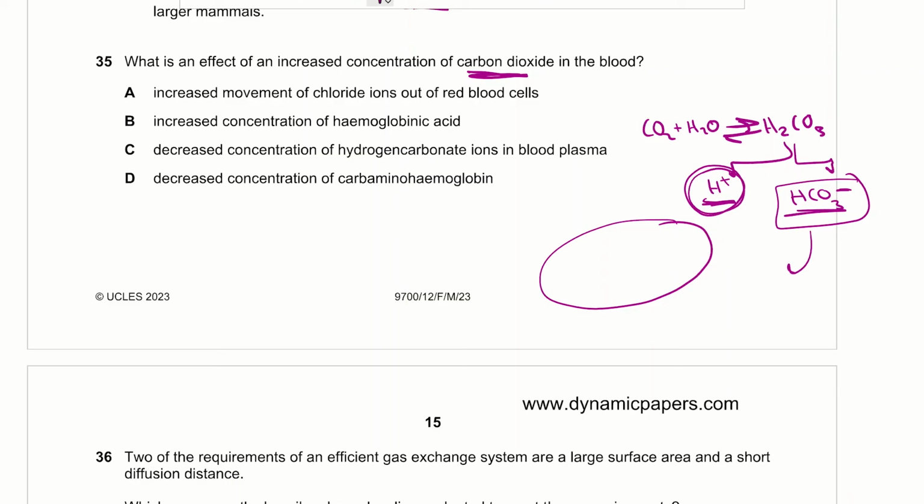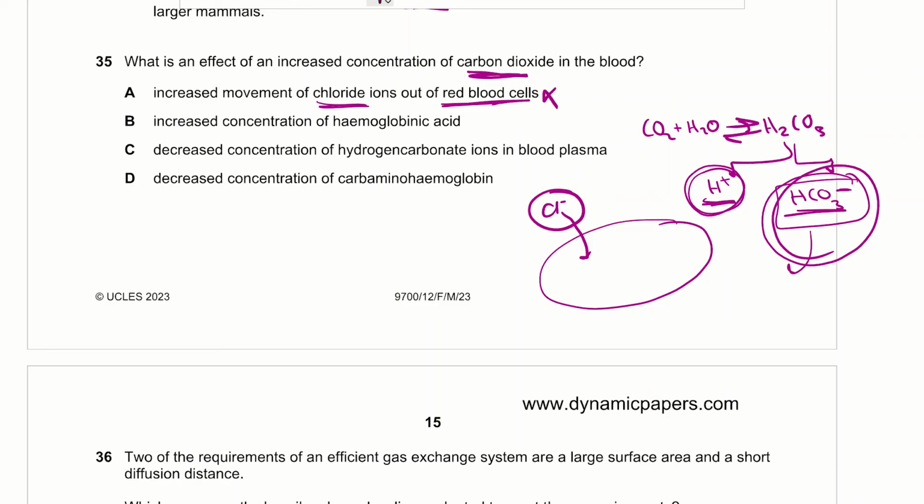A. Increased movement of chloride ions out of the red blood cells. Okay, this is the chloride shift. What happens is that when the bicarbonate ions leave the red blood cells, positive charges would accumulate in the red blood cell. The function of the chloride shift is that chloride from the plasma with a negative charge enters the red blood cell to balance the charges. However, this is not a direct effect of an increased concentration of carbon dioxide, since this mechanism happens all the time. Therefore, this is incorrect.